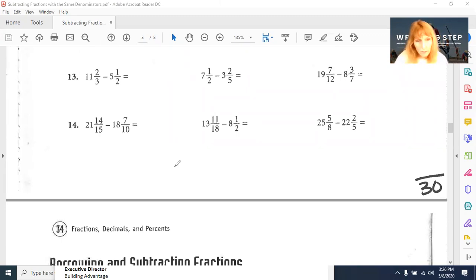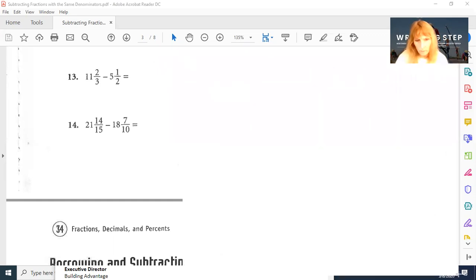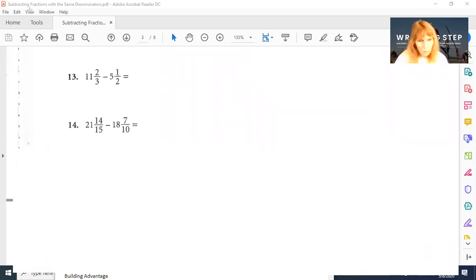21 and 4/15 minus 18 and 7/10. I think what I'll do is make some white space and make this one real big for us. So let's just get rid of all this excess right here. And a little bit of excess over here. And a little bit over here. Okay, so this is the problem we're going to work on.